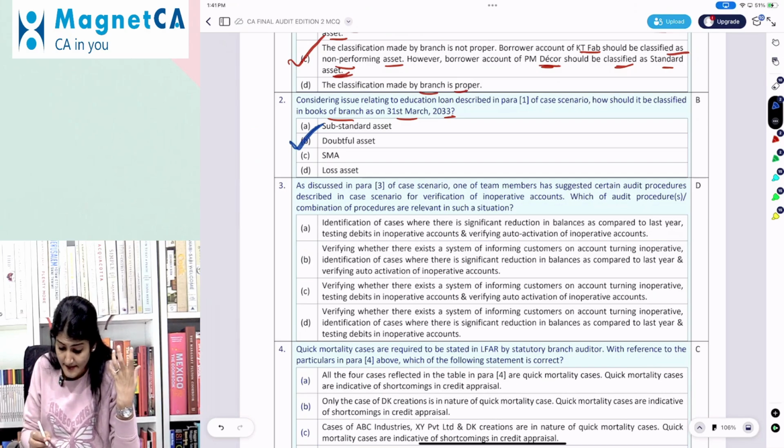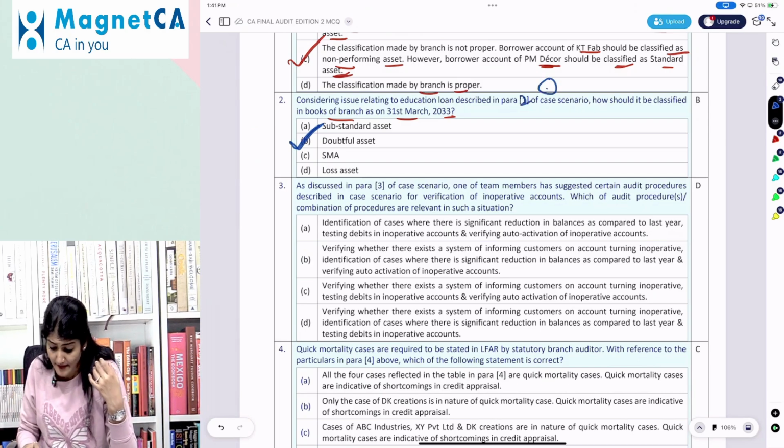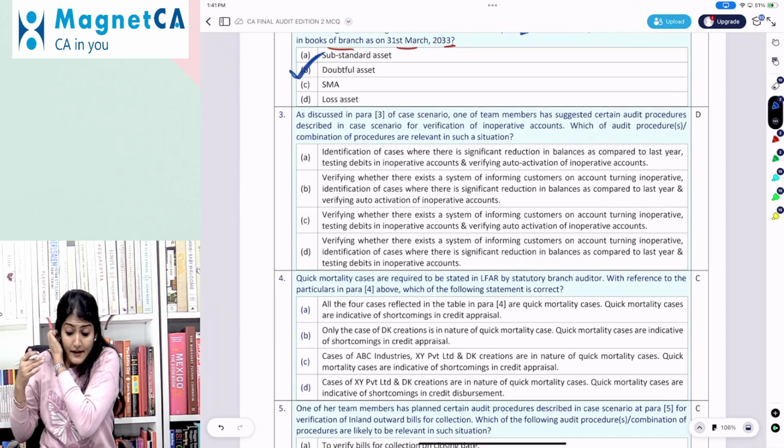Okay, then as described in para 3 of the case scenario, one of the team members has suggested certain audit procedures for the inoperative account.